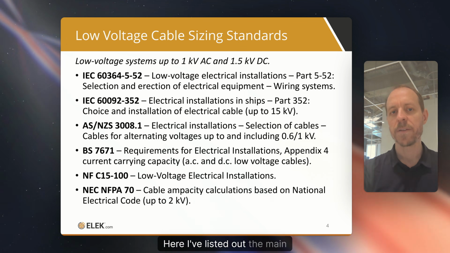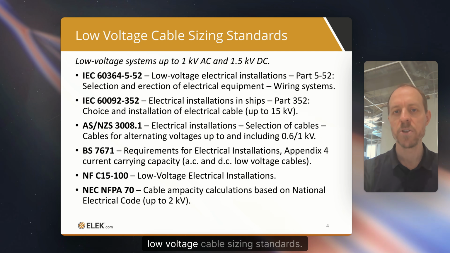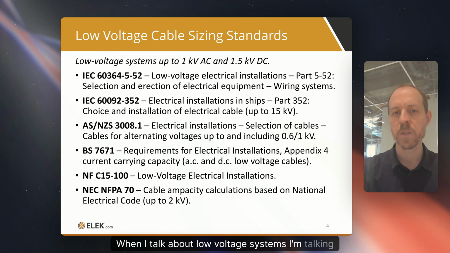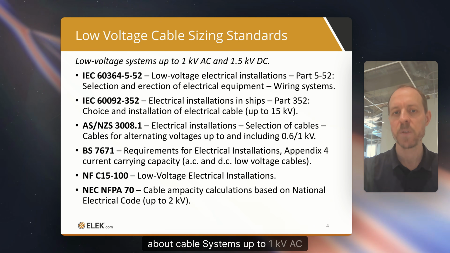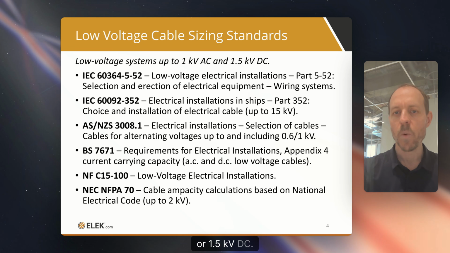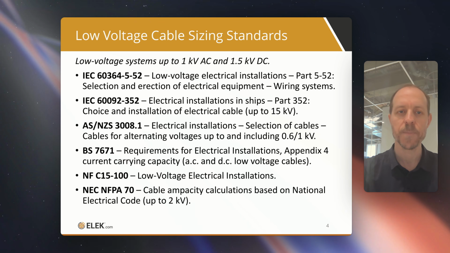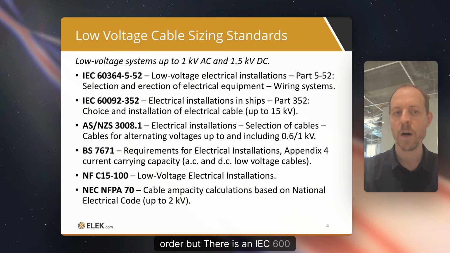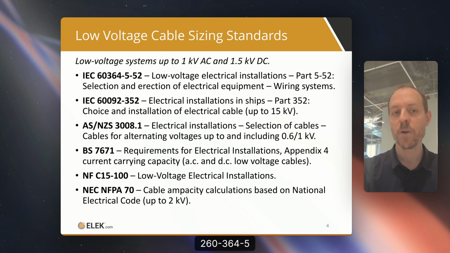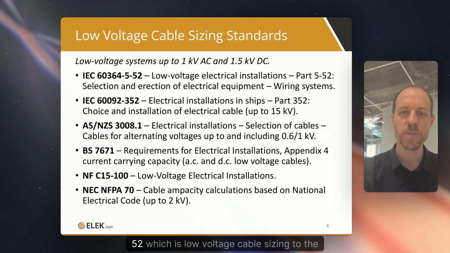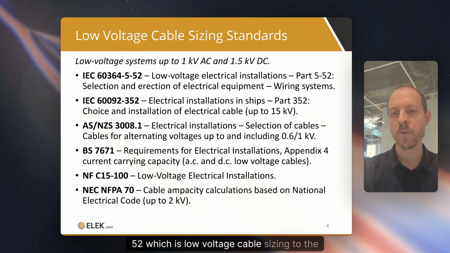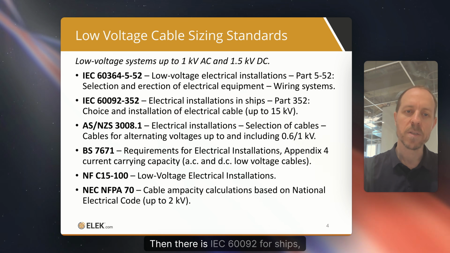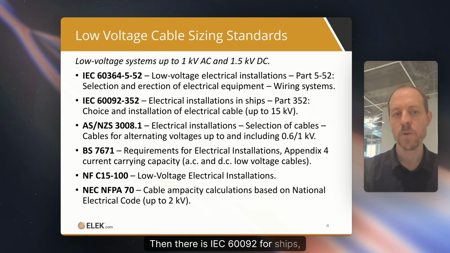Here I've listed out the main low voltage cable sizing standards. When I talk about low voltage systems, I'm talking about cable systems up to 1 kV AC or 1.5 kV DC. I've listed these standards in no particular order, but there is IEC 60364-5-52, which is low voltage cable sizing to the international IEC standard. Then there is IEC 60092 for ships.